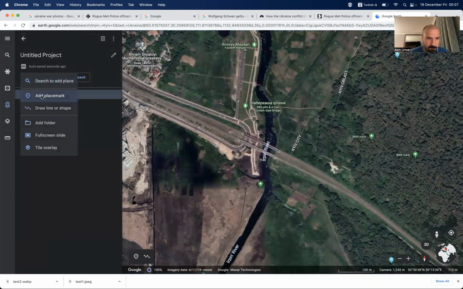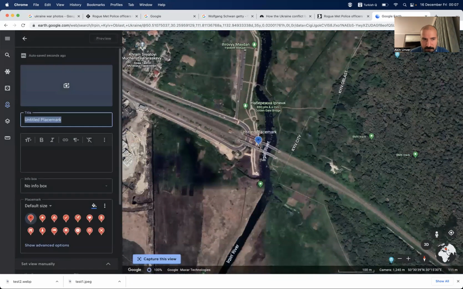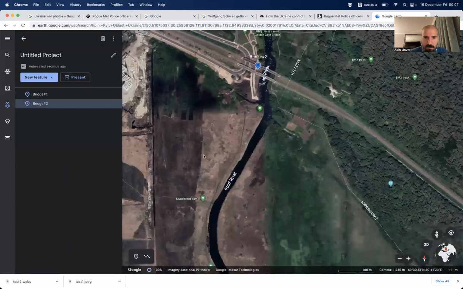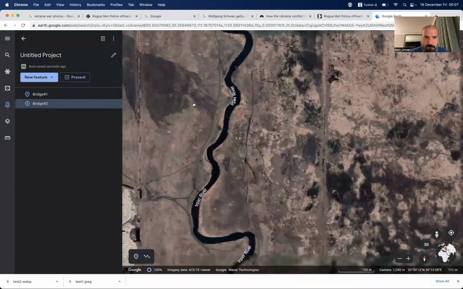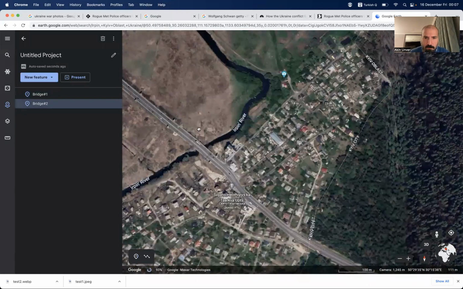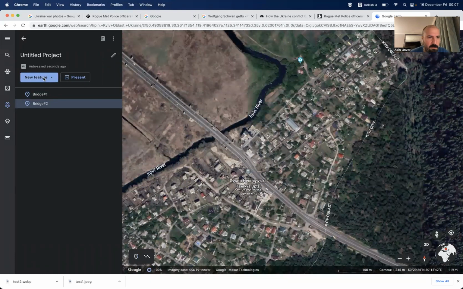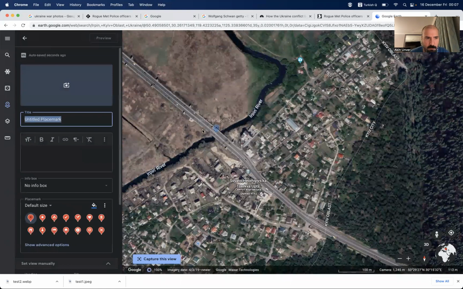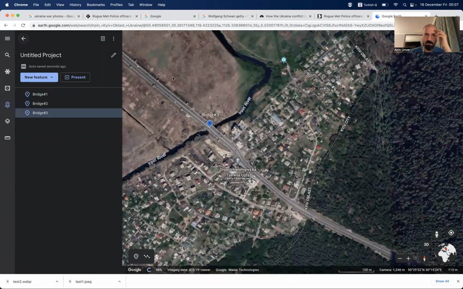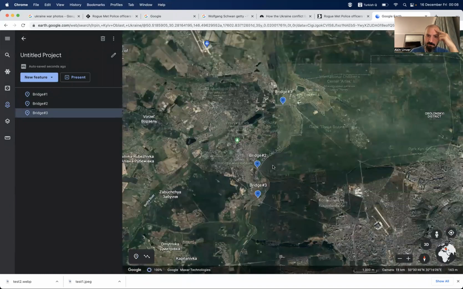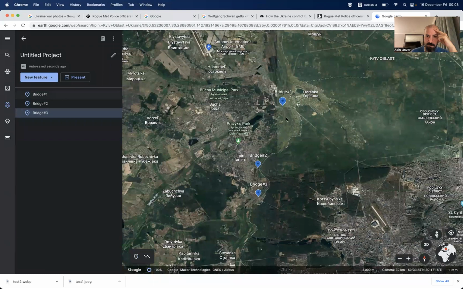So I'm adding another place mark. Bridge number 2. And I'm following the river again. Here. So this is bridge number 3. All right. So what we have here is that potentially, if we're talking about a destroyed bridge, it should be somewhere around here.